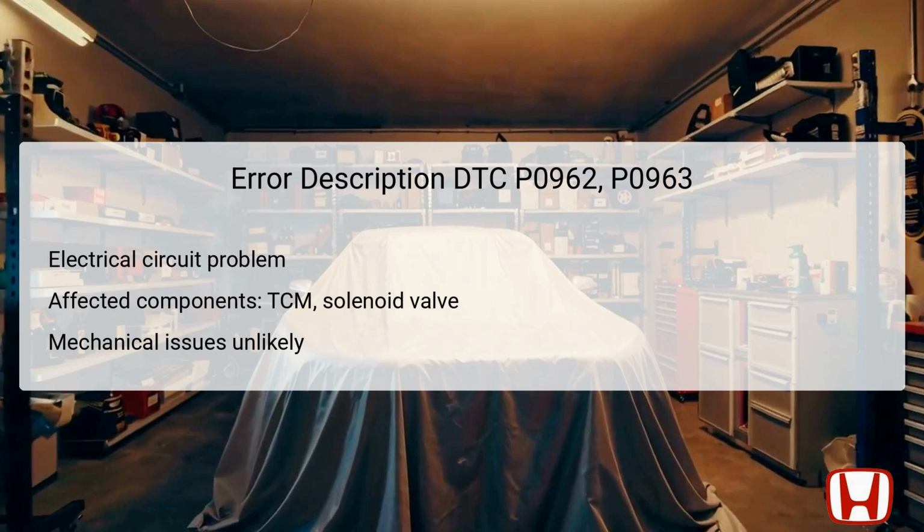This valve is responsible for adjusting the pressure within the CVT mechanism, directly affecting the vehicle's ability to handle power efficiently. These DTCs signal that there's an electrical discrepancy rather than mechanical failures within the transmission, which allows for a more focused approach in troubleshooting. The location of the TCM is typically found within the engine compartment or beneath the dash, while the solenoid valve is embedded within the transmission housing.